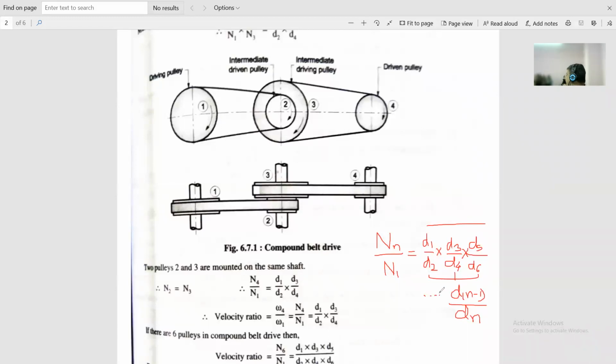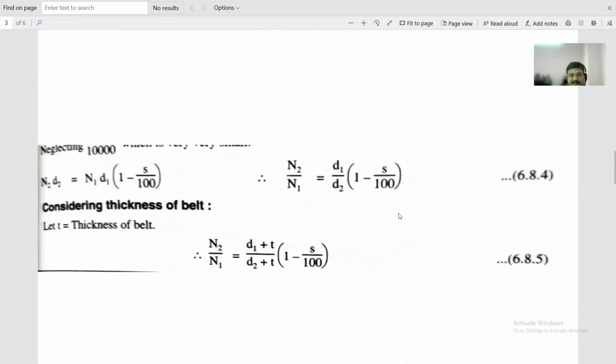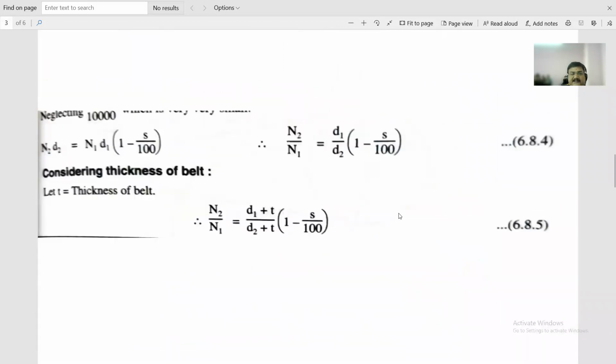Compound belt drive साठी हे आहे, सेपरेट नाही आहे. ओके, शेवटचा डिवाइडेड बाय फर्स्ट इज इक्वल टू पहिला, दुसरा, तिसरा, चौथा, पाचवा, सहावा, सातवा, काय असेल ते, सो ऑन. Whether it is difficult? No. Okay, so just a formula you must be aware about. Okay, then we will go for the slip of belt.